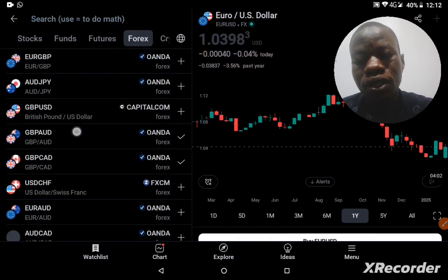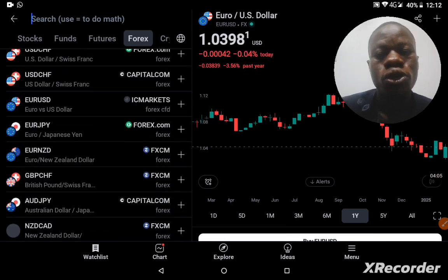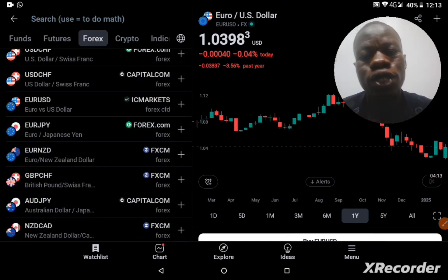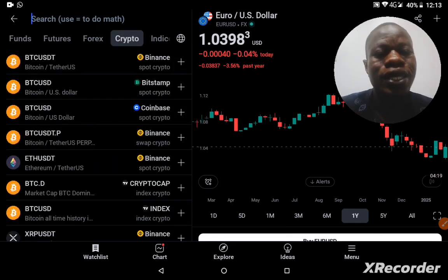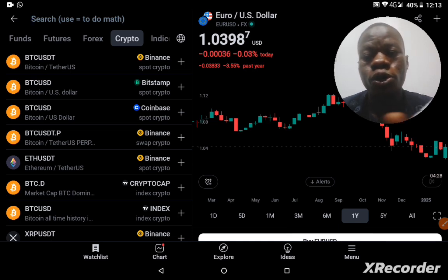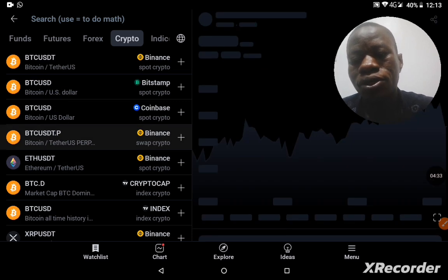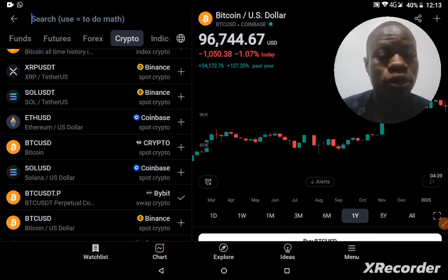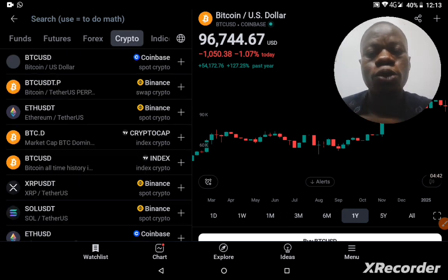Then we have the crypto market. I'm very sure we are familiar with that. Cryptocurrencies are digital currencies, unlike forex where you trade the currency of a country. Here the currency you are trading is not for a country. They are not currencies that you can see; they only exist on the digital platform. So we have BTC against USDT, and many others. If you keep checking, we have Ripple, Solana, and so on. That is the crypto asset for you.